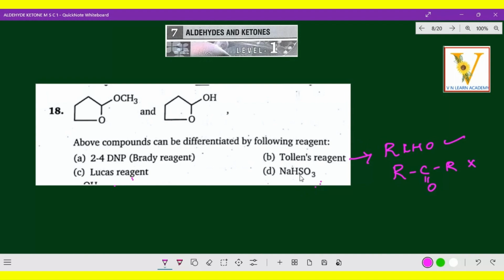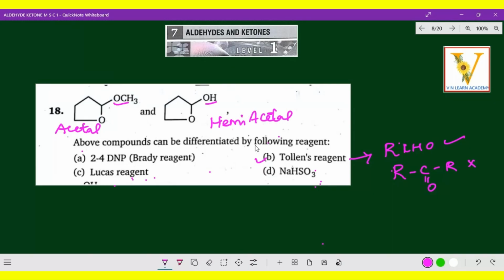I hope you got the clarity. Tollens reagent differentiates aldehydes and ketones: aldehyde will respond, ketone will not. Now, in the next point, acetal and hemiacetal. How do we identify an acetal? The OCH3 group is there. And this is a hemiacetal, where that OCH3 is not there.